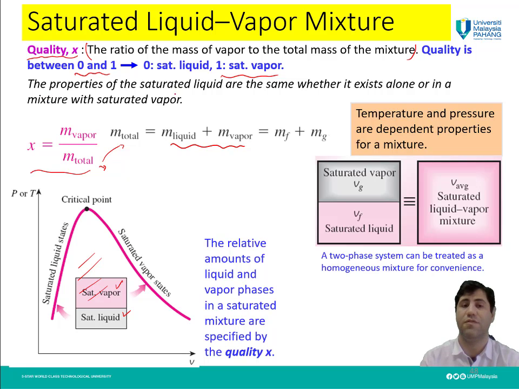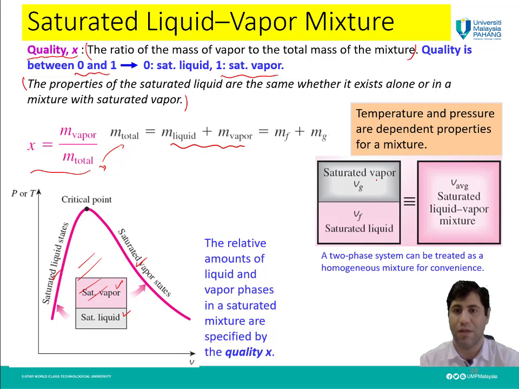Then the properties of the saturated liquid are the same whether it exists alone or in the mixture with saturated vapor. In other words, the properties of the liquid and the vapor, whatever amounts of each we have, are still the properties we have for them when they are saturated liquid or saturated vapor, on their lines.